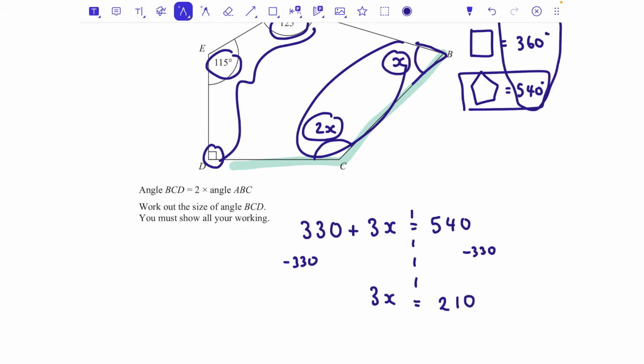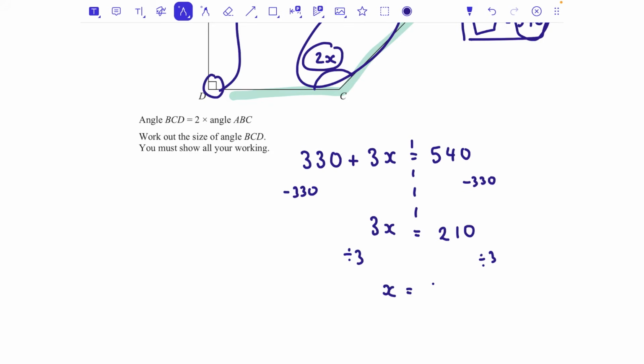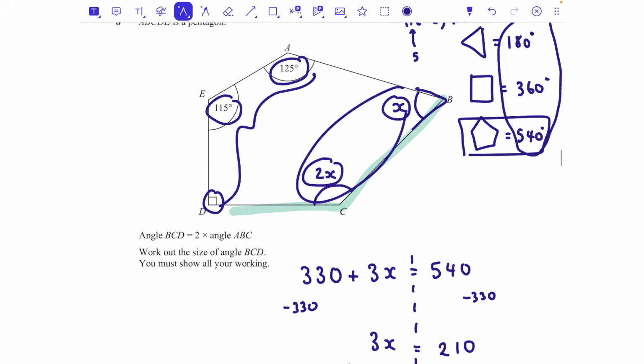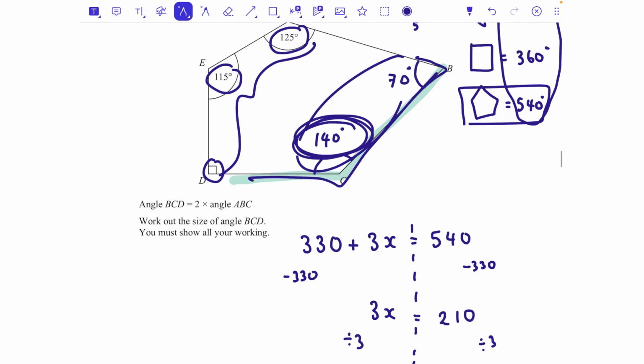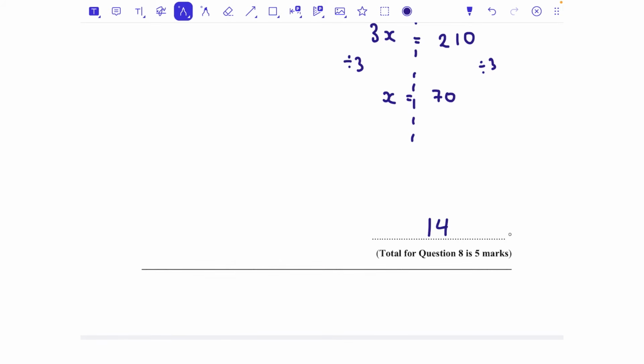And that's 3 lots of x. I don't want 3 lots of x. I just want to know what x is. So I'm going to divide both sides by 3. X equals 70 degrees. Perfect. There we go. So once you know that x is 70, I can now go back and say, well, this angle over here, that is 70 degrees. And if this angle here is double, it must be 140. And if you added up all of those angles, they would make 540. In this question, they were asking me for this angle, the angle BCD. So on the answer line, I'm going to pop 140 degrees.